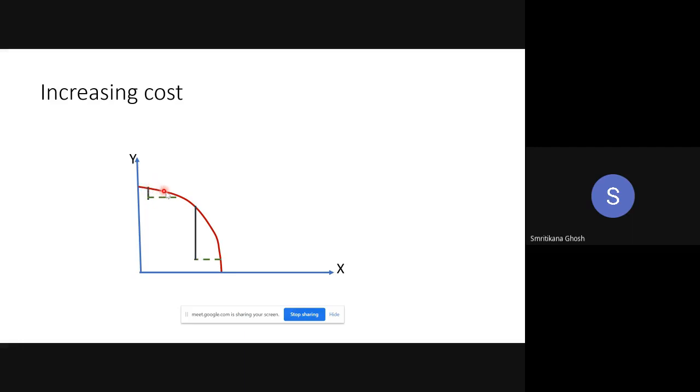And what is the reason behind the concave shape of the PPC? The concave shape of the PPC is because of the increasing opportunity cost of X in terms of Y. If you are moving from here to here, you are increasing X, but the total amount of X is not so much. But when you are moving from here to here, that means most of your resources you have utilized to produce X. So you have produced a large amount of X. In that case, the opportunity cost of X is increasing. So this is how you can understand the increasing cost concept.